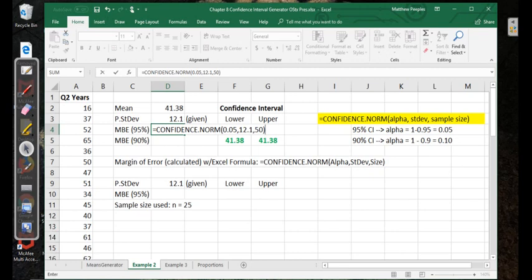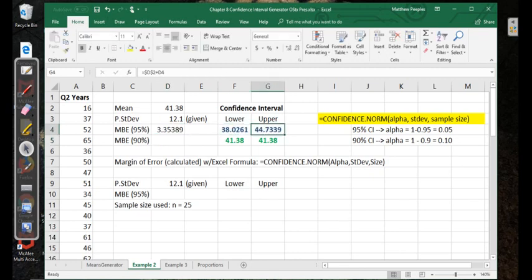All right, so closing that gives us our lower and upper bounds. Here they are. The lower bound being the mean, 41.38 minus 38.0261, and the upper bound being the mean 41.38 plus the MBE 3.3539. All right, not too bad.